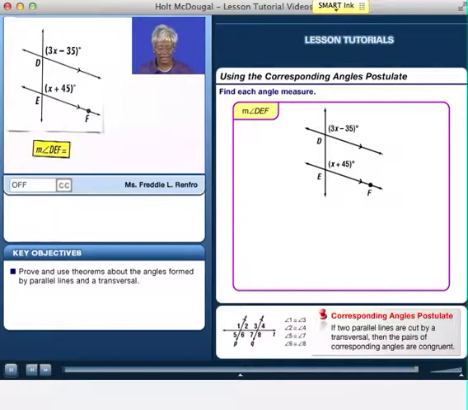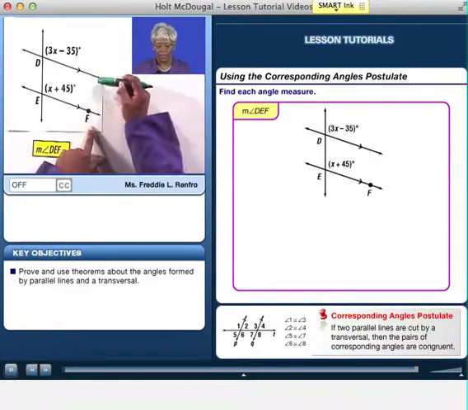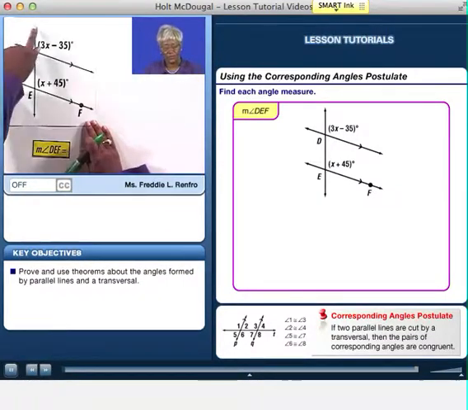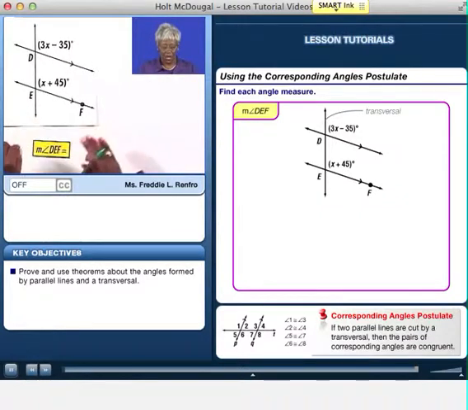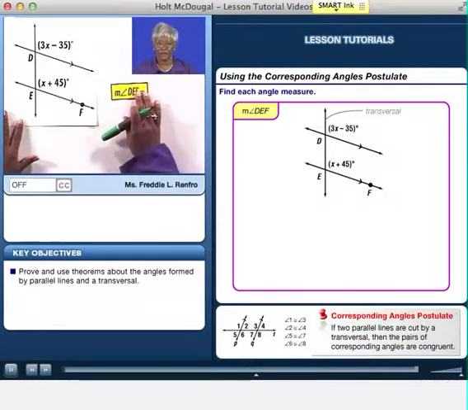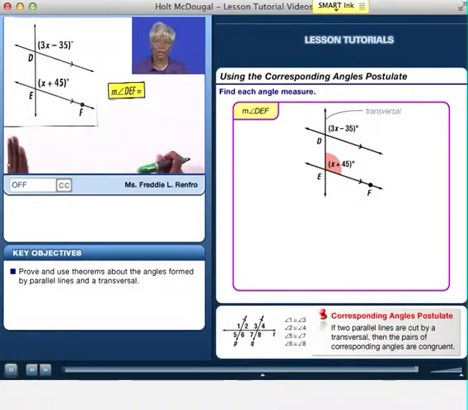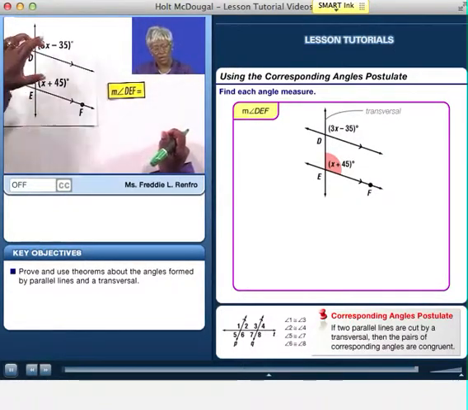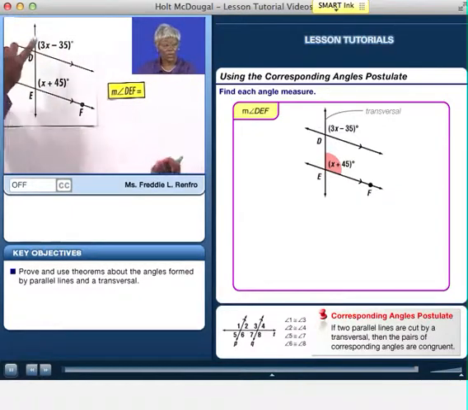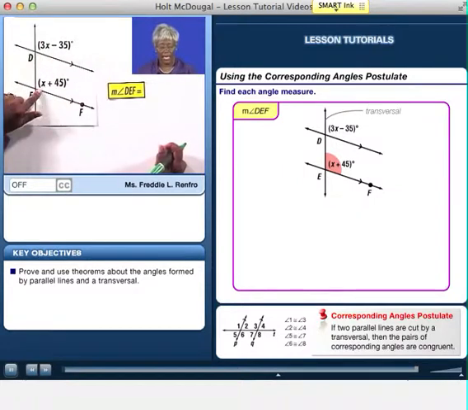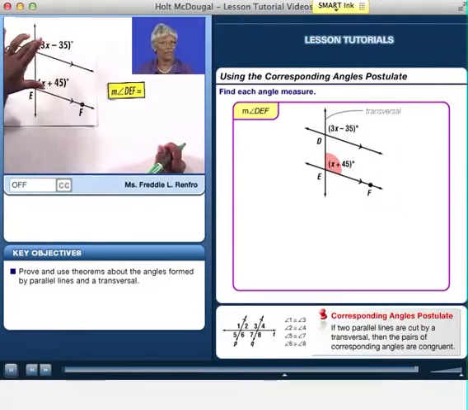We have 2 lines that appear to be parallel. The transversal, which is this vertical line, we're being asked to find the measure of angle DEF. Well, remember, by the corresponding angles postulate, corresponding angles are congruent. But we have 3x minus 35 degrees representing this angle, and x plus 45 degrees representing this angle, and they aren't corresponding and they aren't congruent.